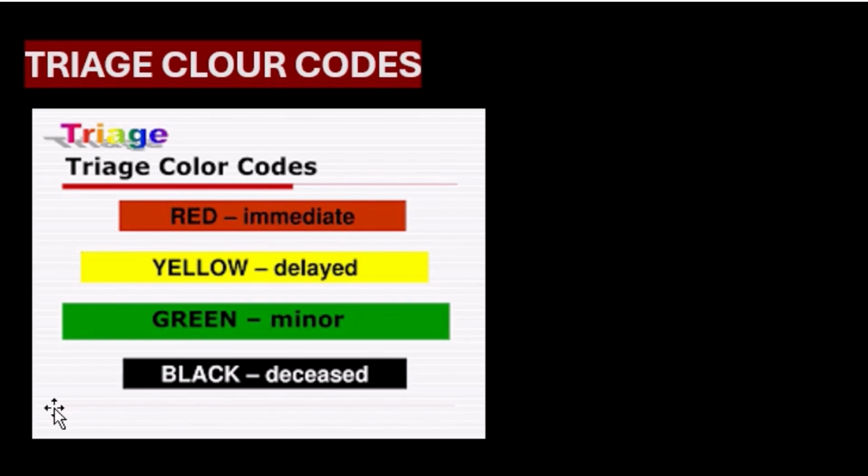But sometimes in 5-level triaging, in some areas, blue is also considered. But here it is not applicable. So blue is the wrong option and it can be selected as the exception.